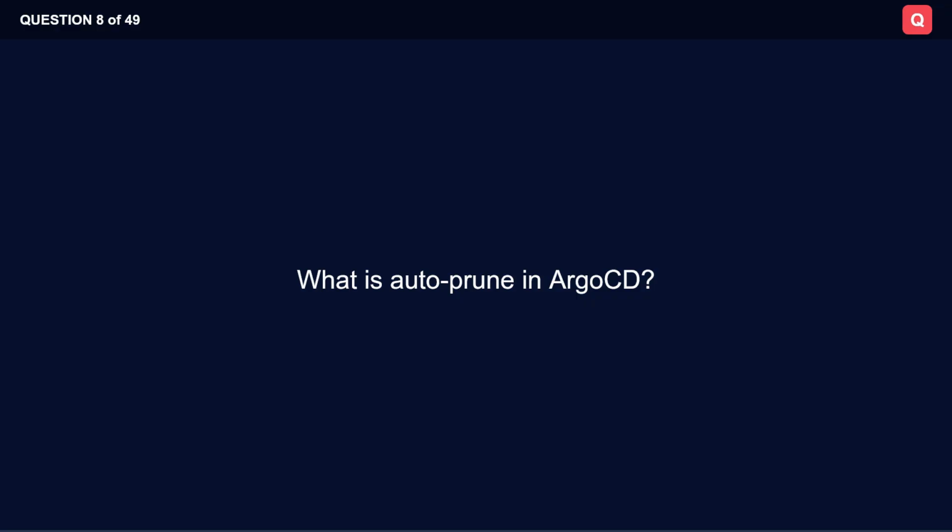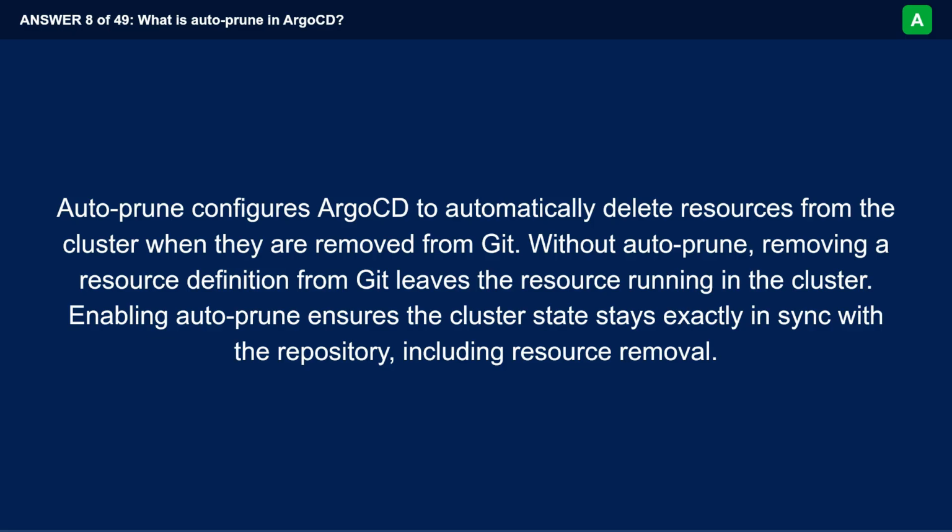What is auto-prune in ArgoCD? Auto-prune configures ArgoCD to automatically delete resources from the cluster when they are removed from Git. Without auto-prune, removing a resource definition from Git leaves the resource running in the cluster. Enabling auto-prune ensures the cluster state stays exactly in sync with the repository, including resource removal.